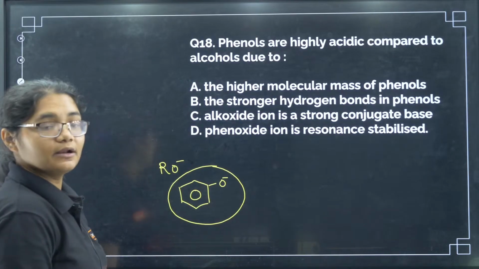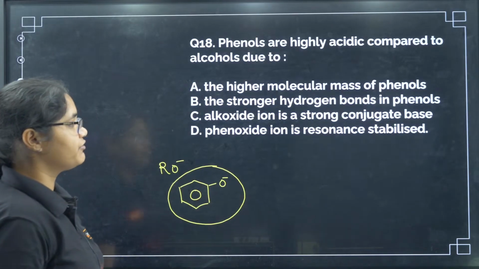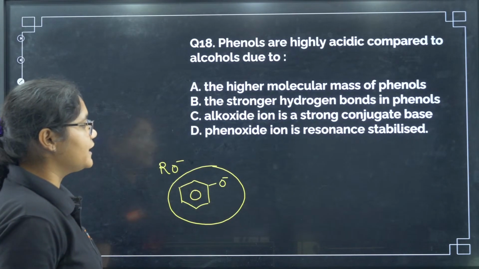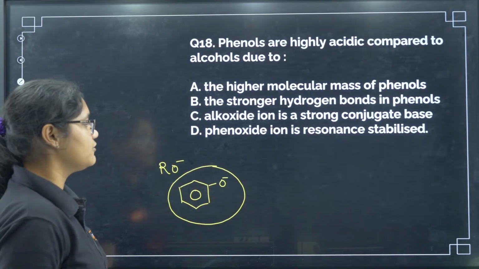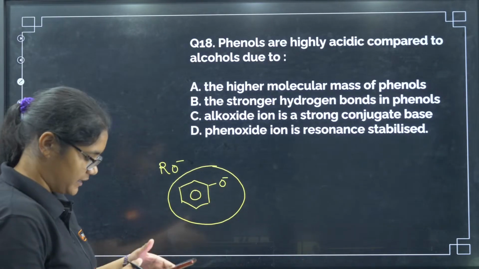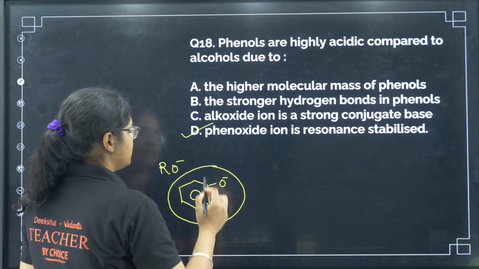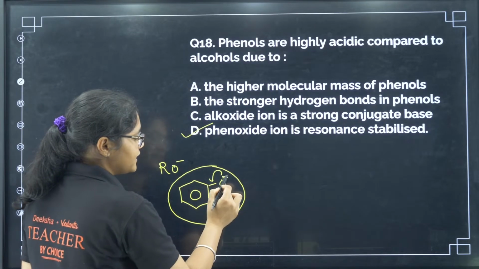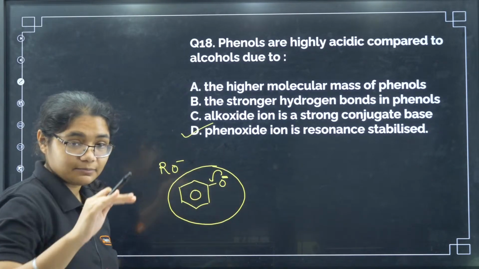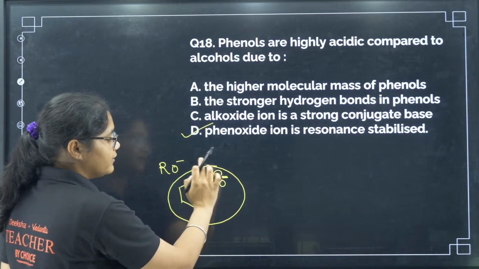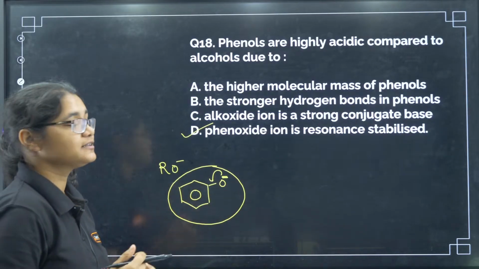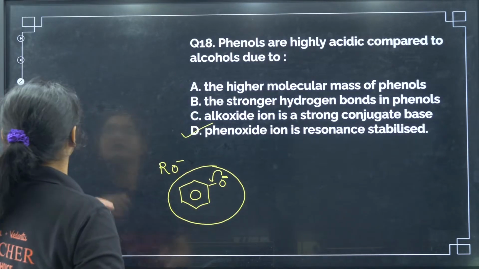The higher molecular mass of phenols, the stronger hydrogen bonds in phenol. Alkoxide ion is a stronger conjugate base. Phenoxide ion is resonance stabilized. Yes, that is option number D. You can see the phenoxide ion, this negative charge can be reduced. It can undergo resonance. It is more stabilized. So that is why option number D here.